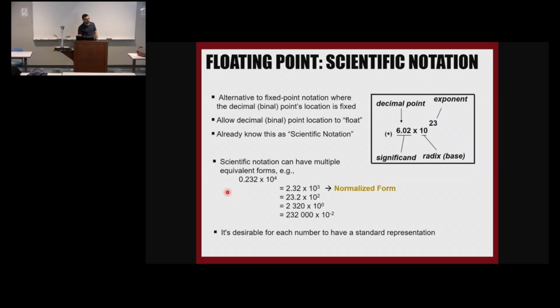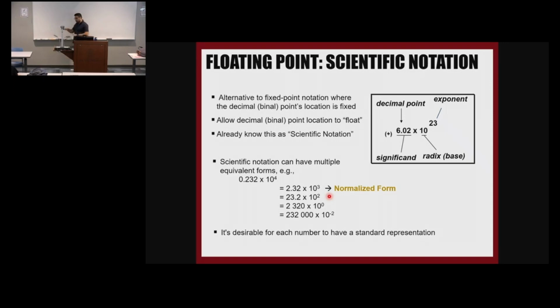So for example, if we have a number like this, 0.232 times 10 to the 4, we can shift it left and shift it right and change the exponent, and it still will be the same number, right? So for example, if I shift it left, then I decrease the exponent, and it's still the same number. If I shift it right, then I increase the exponent, and it's still the same number. Okay, so all of these representations are the same numbers. We can show them in a different way. We have one case that we call the normalized form, and the normalized form is the case that we only have one digit or one bit on the left side of the binary point or decimal point.